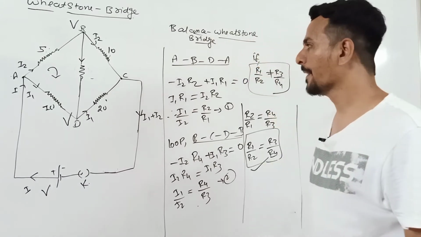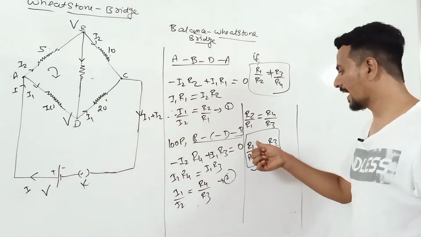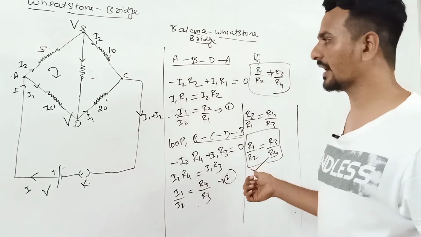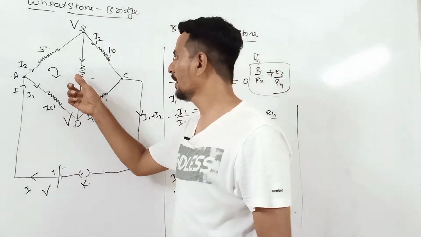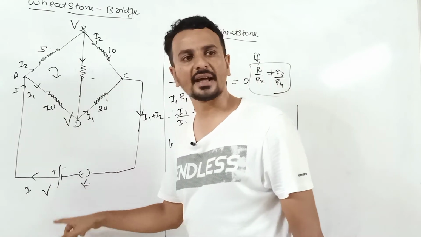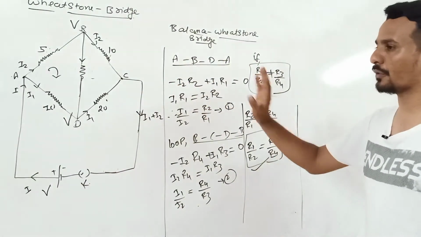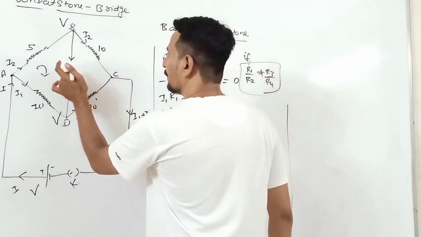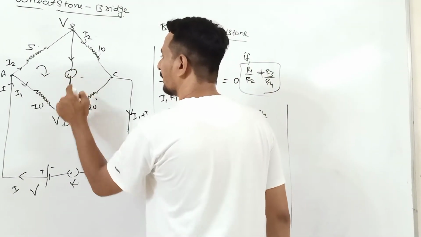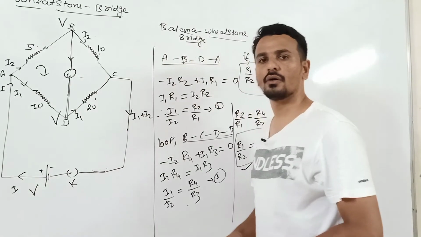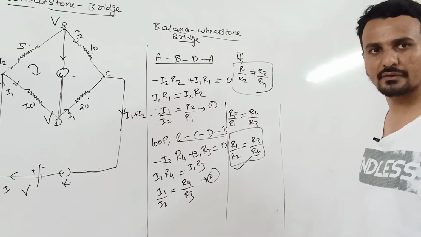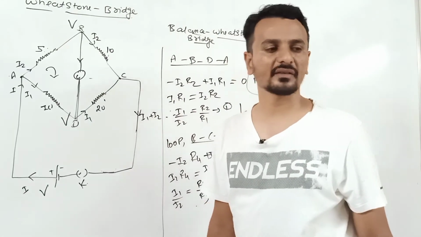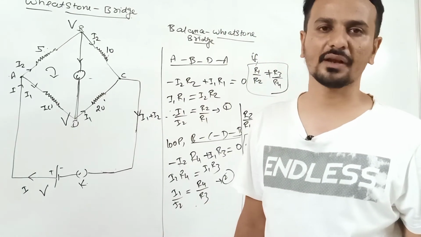And second thing, when R1 by R2 is equal to R3 by R4, that is when the bridge is balanced, if you change the position of the galvanometer and cell, then also there will be no deflection. There will be no deflection of the galvanometer if you interchange the positions of the galvanometer and the cell, only when the bridge is balanced. Right? So this is all about your balanced Wheatstone bridge. We'll discuss a few examples on balanced and unbalanced Wheatstone bridges.